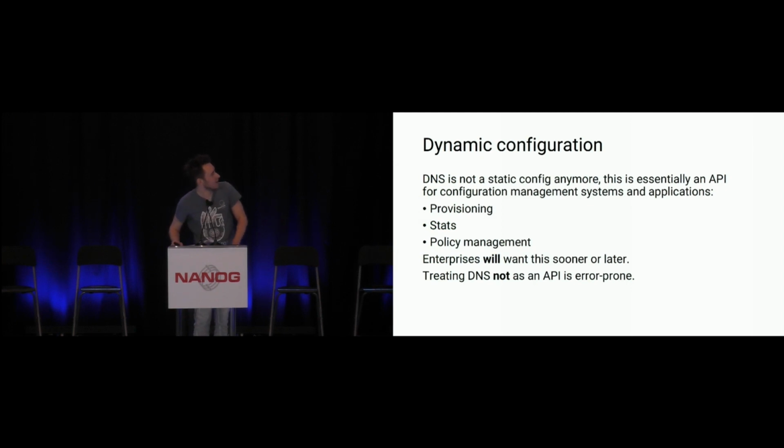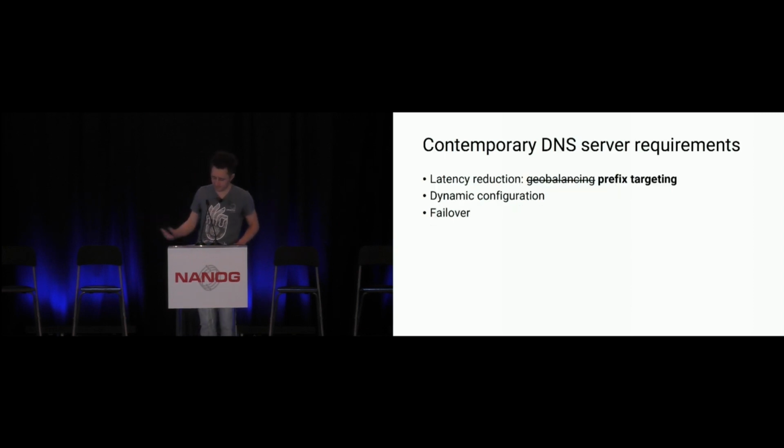DNS isn't a static configuration file anymore. This is essentially an API for configuration management systems and different applications, service provisioning, statistics and monitoring, policy management. All these are tasks for this API. An enterprise will want this sooner or later. Working with DNS old style, with manual deployment and human error, isn't a contemporary way to do that.